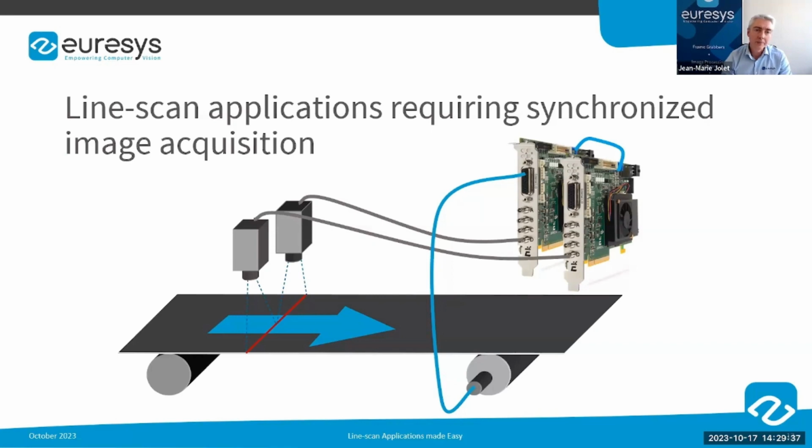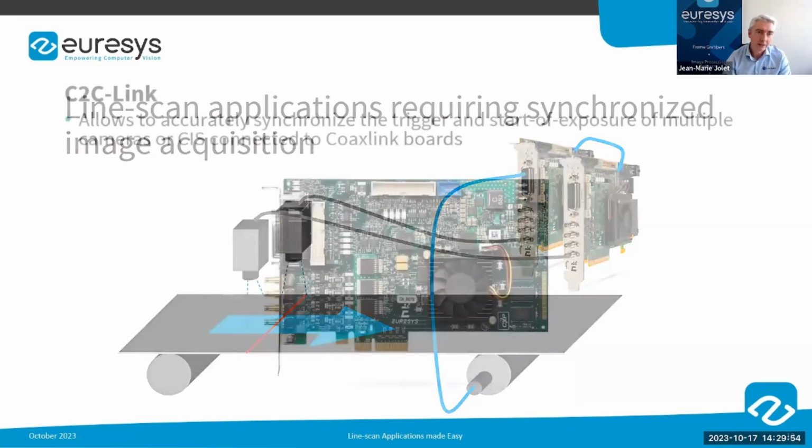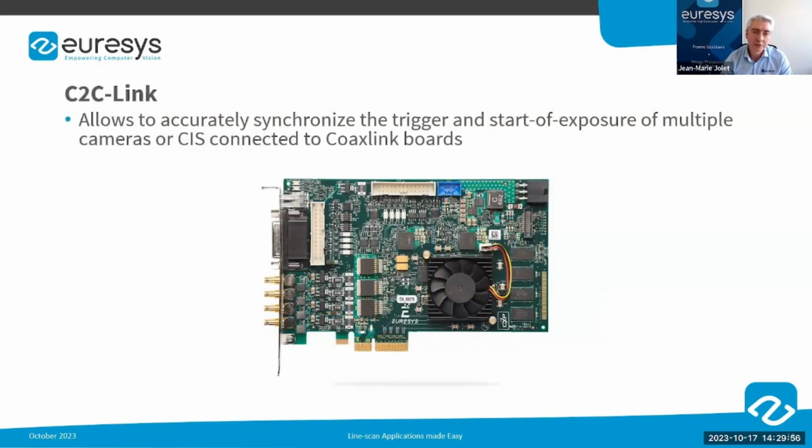When acquiring images of very large objects, most of the time several cameras are required to cover the whole width of the area to be inspected. And in this case, it is really mandatory to synchronize the acquisition of all those cameras. Euresys frame grabbers support the so-called C2C link feature. C2C link allows very accurate synchronization of the image acquisition between several cameras.